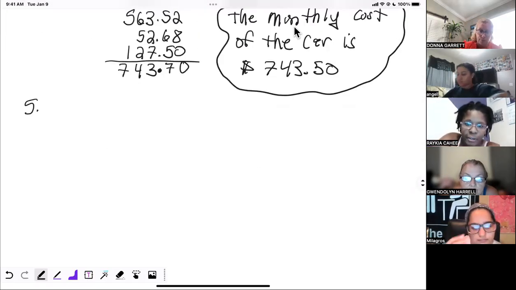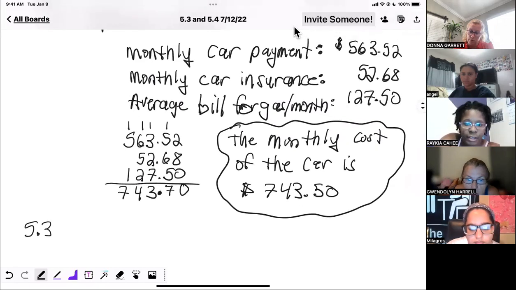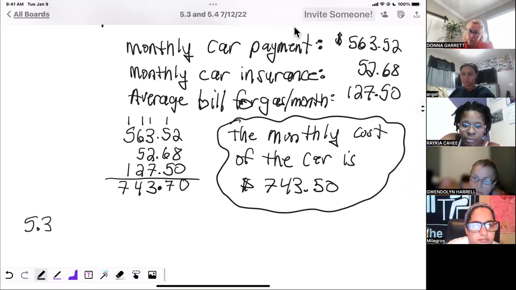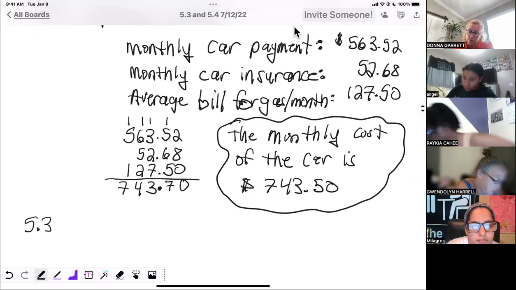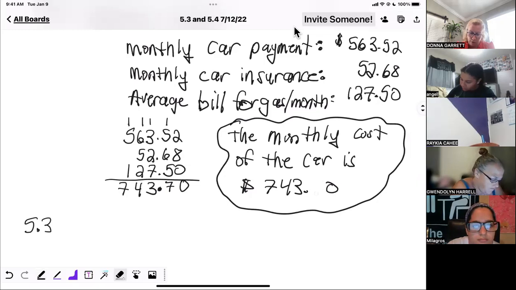Shouldn't that be a 7 instead of a 5? Where? 743 with the 50. Shh. Oh, yeah. I just wrote it down wrong. Yeah. Told you, it's that COVID thing. It's still not going away.